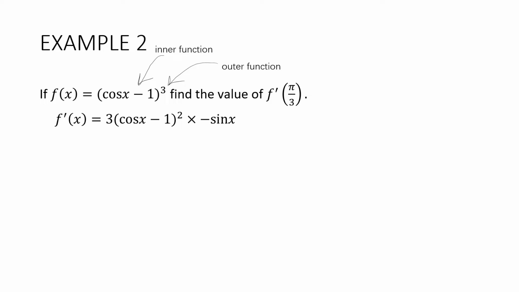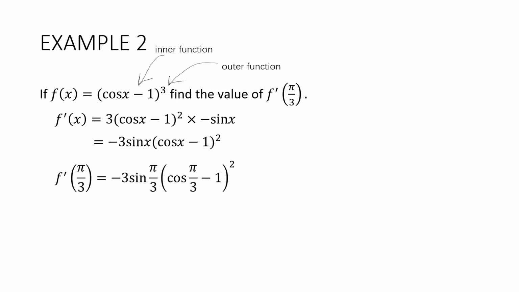All right, let's do the outer function first. So the 3 comes down. Leave this alone to the power of 2, multiplied by the derivative of the inner function, which is negative sine x. And tidying that up, we get negative 3 sine x, cos x take away 1 all squared.